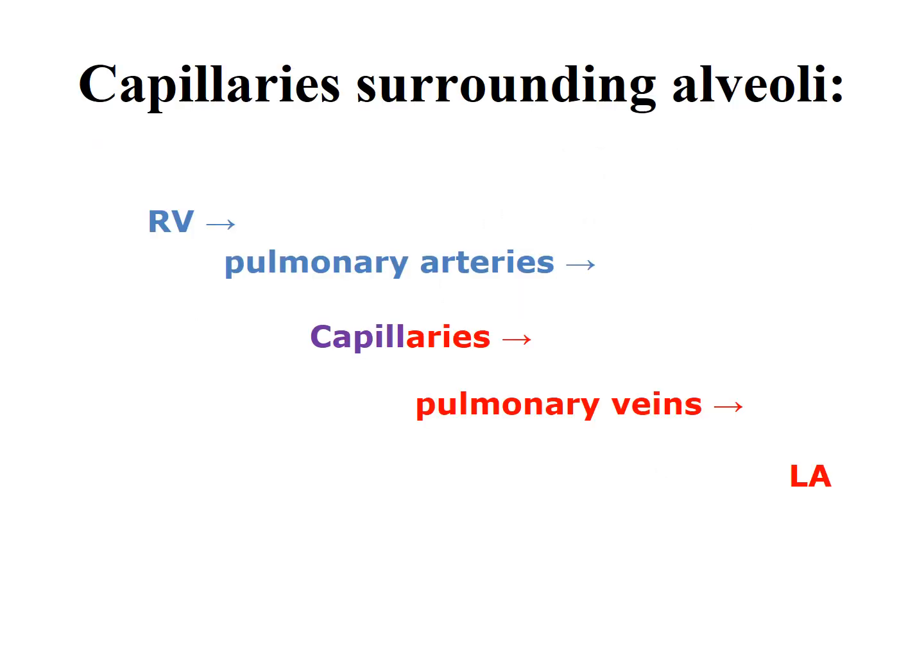Let's look at the capillaries surrounding the alveoli. Blood exits the heart through the right ventricle. It flows through the pulmonary trunk to the pulmonary arteries, which branch into arterioles, and finally capillaries. The capillaries surrounding the alveoli is where gas exchange occurs. The blood then exits through venules, giving rise to the pulmonary veins which enter the left atrium.